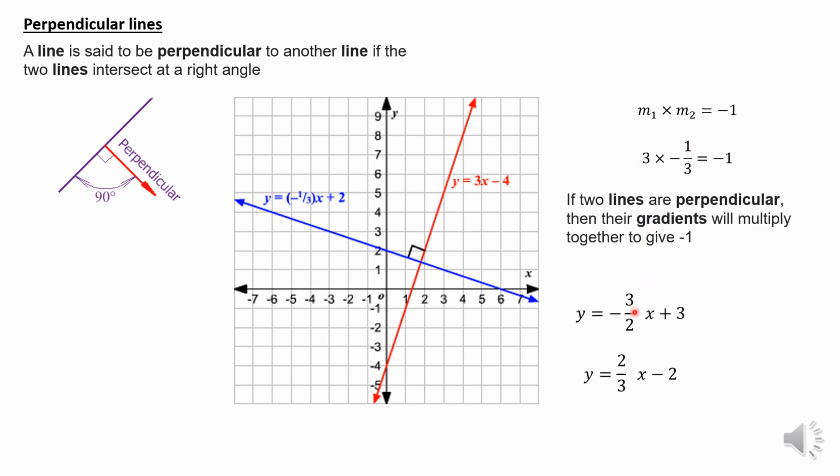So let me bring in other two lines here for you to have a look at. Here I have the line y equals negative 3 over 2x plus 3. The gradient is negative 3 halves. And here the gradient is 2 over 3x minus 2.